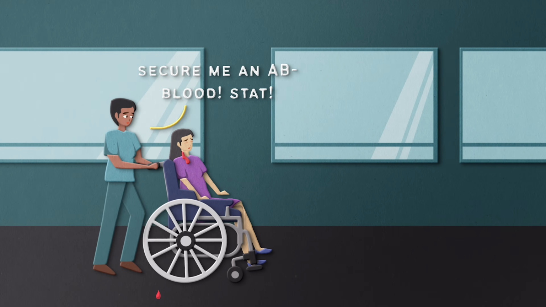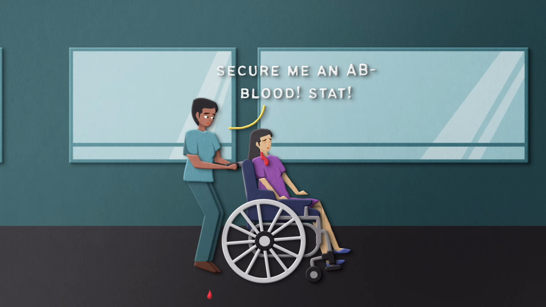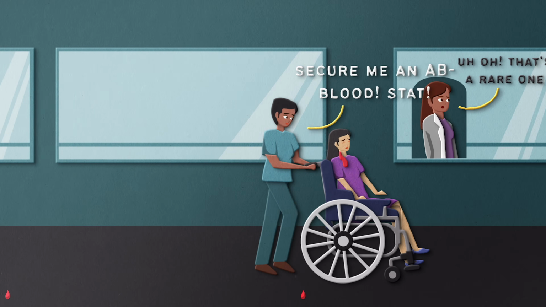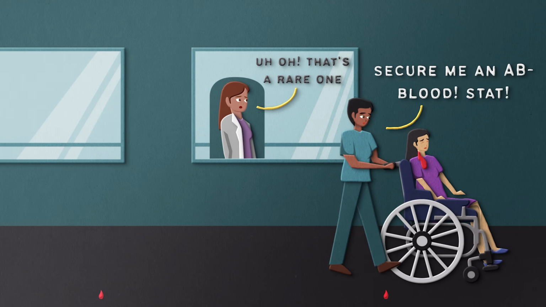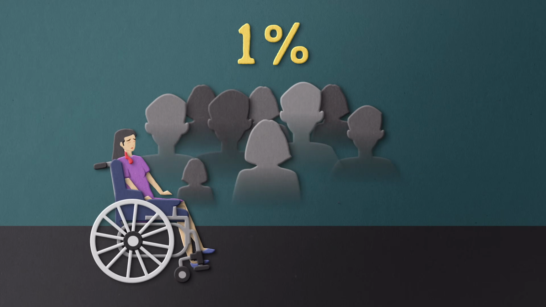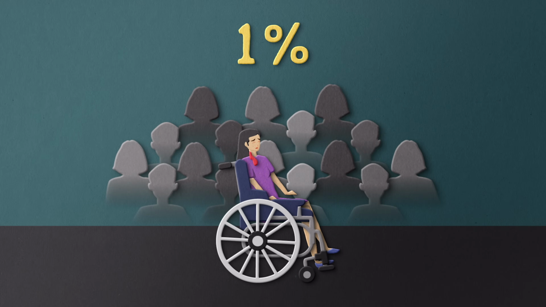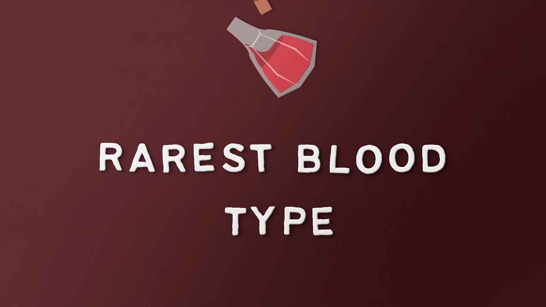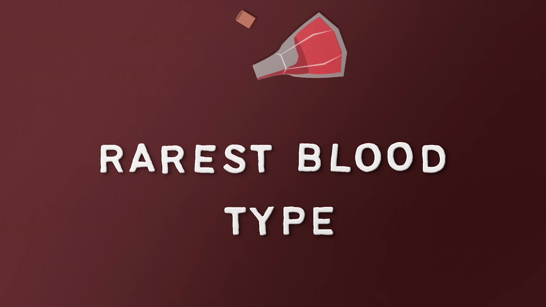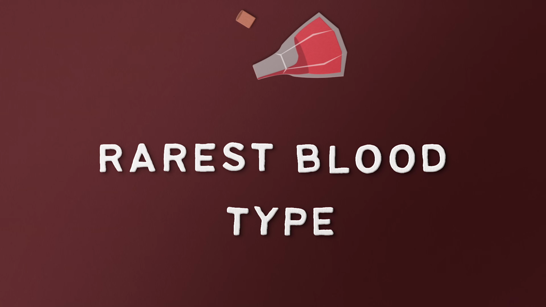For example, if you're in need of a transfusion, having AB negative or O negative can be tricky due to their rarity. Only about 1% of the population has AB negative, making it the rarest blood type. So it might be tricky to find donors that have a matching blood type for those cases. Oh, but if you think that those are the most dangerous types of blood to have when it comes to transfusions, think again. There is one that takes the crown.